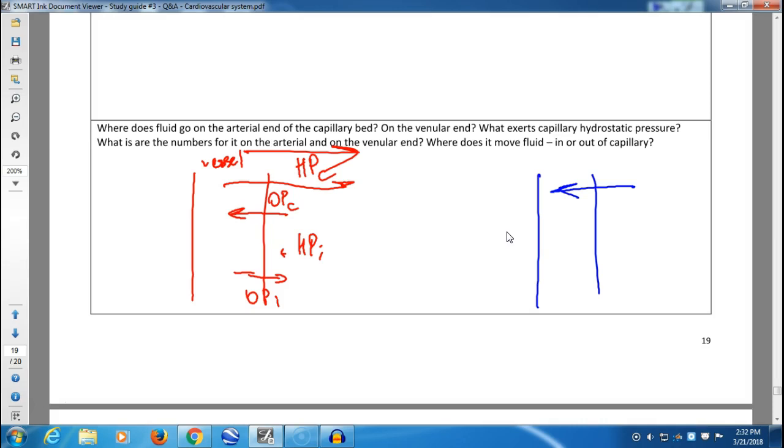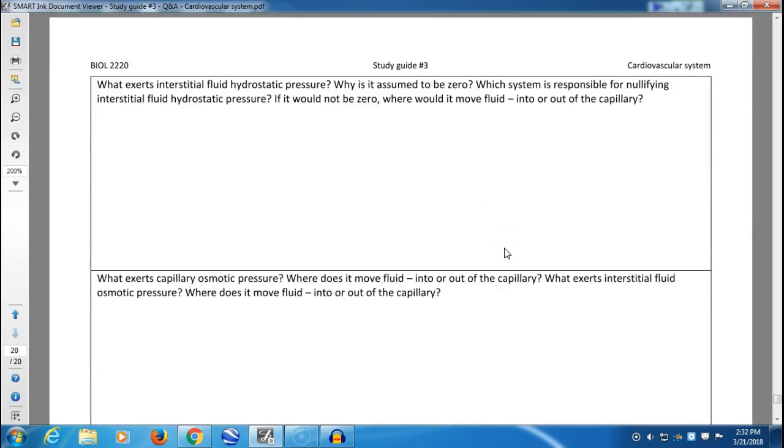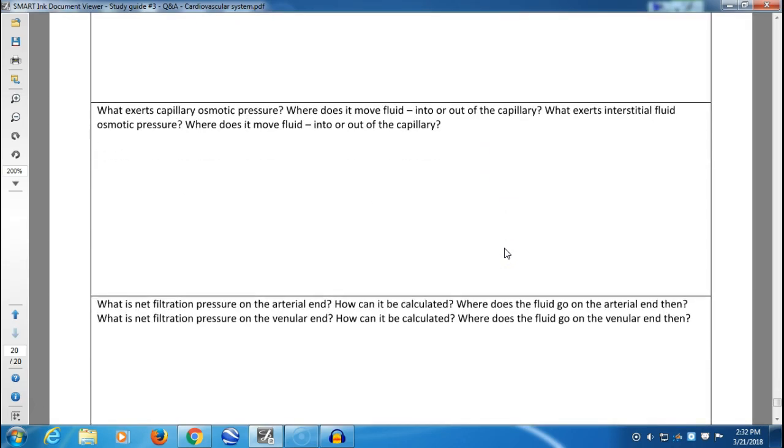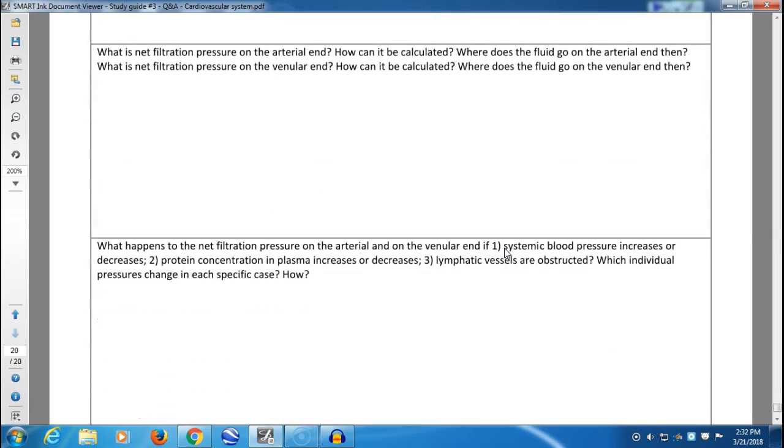Okay. So we went through this. These three, absolutely know them. I will ask you something about whether systemic blood pressure increases or decreases, and protein concentration in blood. What we just covered, just know that. That's as far as it goes. Am I clear? Okay. We're going to take a break.